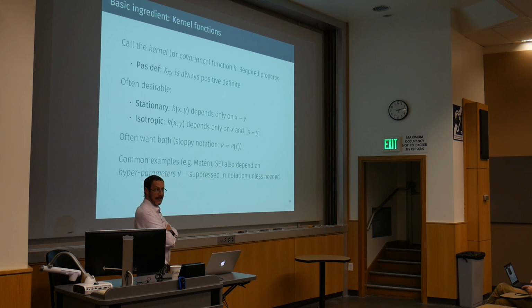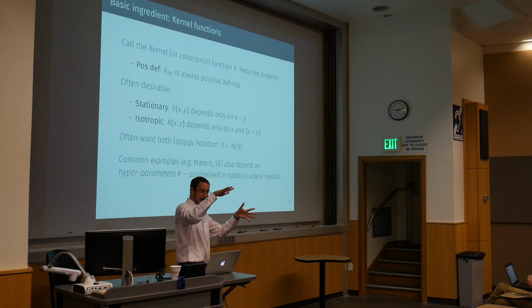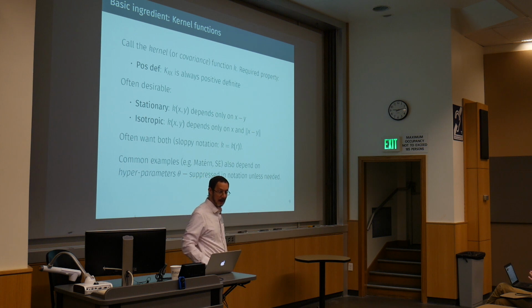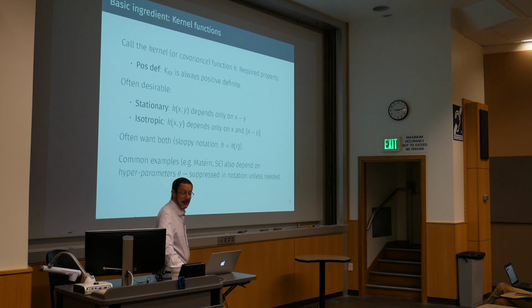So for today, I'm going to require that we always have positive definite, or at least positive semi-definite kernels. That means that any time you take a matrix where you sample your kernels to get the entries, that matrix is going to be positive definite.